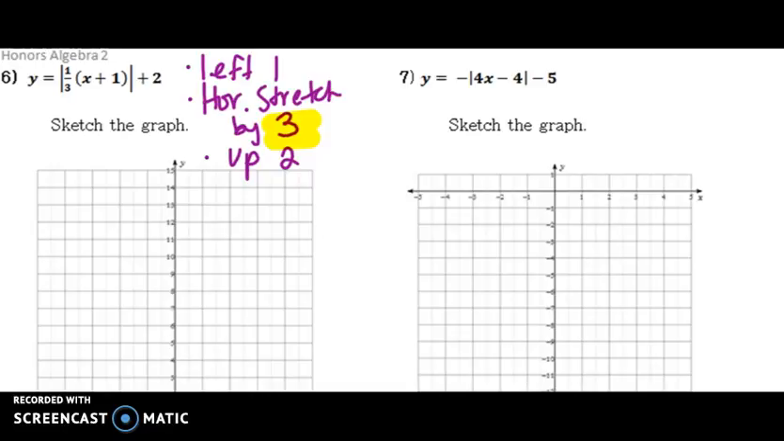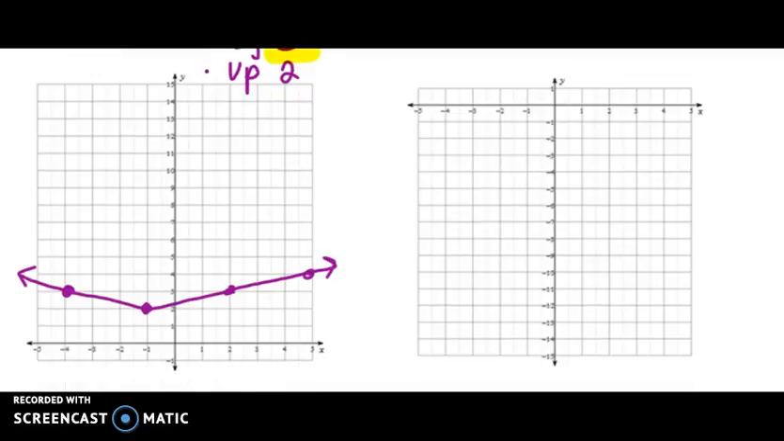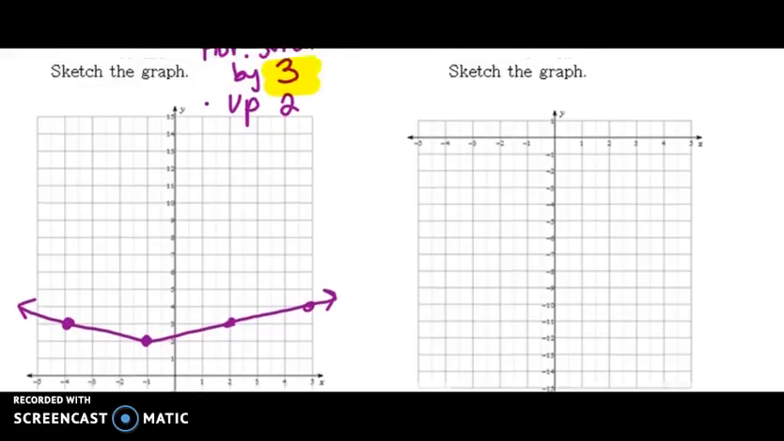Remember, horizontal stretch means instead of going to the right and left 1, now you're going to go to the right and left 3 and go up 1 still. Okay, so hit pause, try to do this on your own, and then check your work in just a second. Okay, so here's the graph that you should have gotten. Remember that a horizontal stretch is going to end up flattening your graph out some. So my vertex is at -1, 2, and then I have room to put 1 point on the left and 2 points on the right by moving left and right 3s and up 1s.